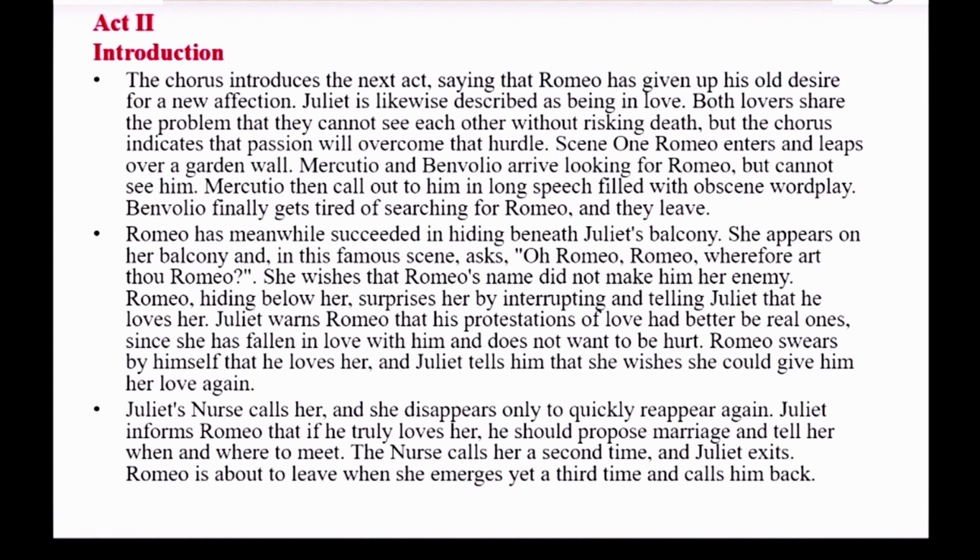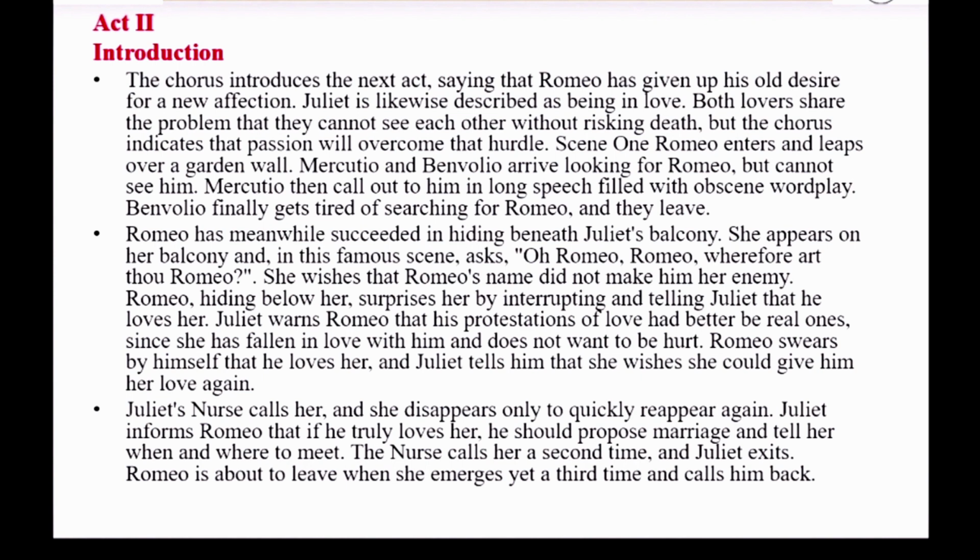So now in Act 2, Scene 1, Romeo enters and leaps over a garden wall. Mercutio and Benvolio arrive looking for Romeo, but cannot see him. Mercutio then calls out to him in a long speech filled with obscene wordplay. Benvolio finally gets tired of searching for Romeo and they leave. Romeo has meanwhile succeeded in hiding beneath Juliet's balcony.